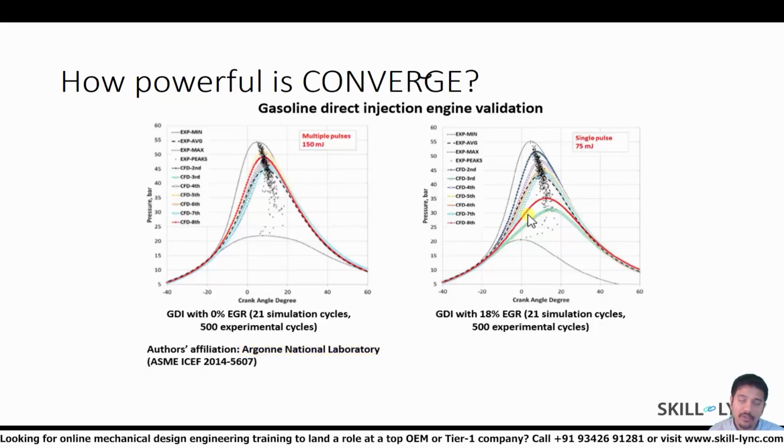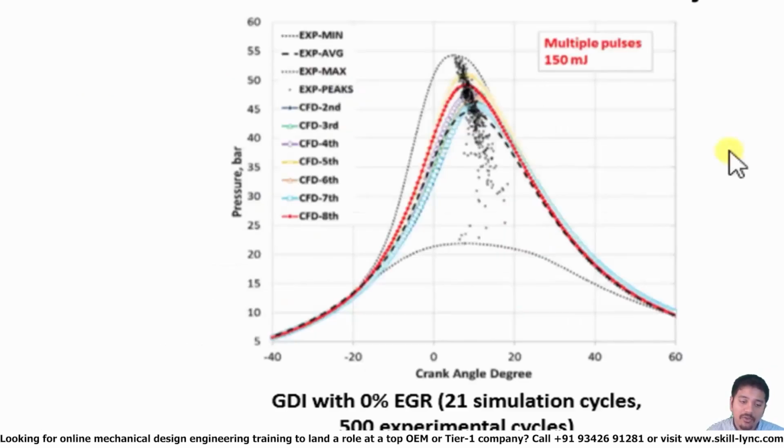I would like all of you to focus on the left hand side plot. So here you are looking at a GDI engine which was run with 0% EGR. EGR stands for exhaust gas recirculation. It's a technique that is used to lower NOx emissions. So here the black dotted line is your experimental data, and you can see that there are a lot of scattered points. What are these?